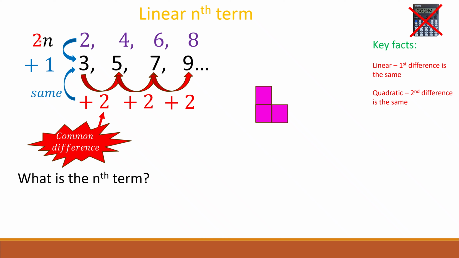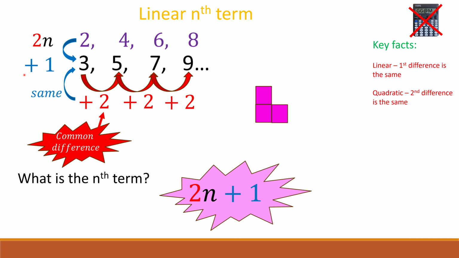So the nth term is this bit here combined, the 2n plus the 1. So here is my nth term. Remember this 2 linked to this diagram here. So this was my common difference. These were the 2 parts we had.